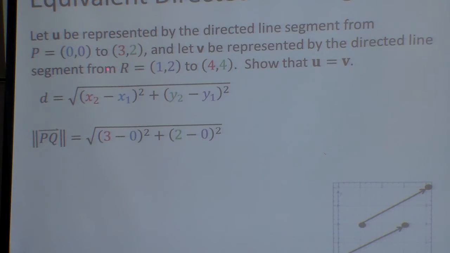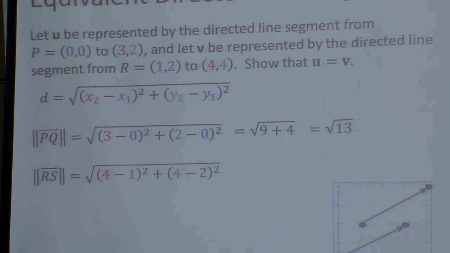So notice if I put in the 3 from x2 minus the 0 from x1 plus 2 from y2 minus, that should be a 0 right there. And there we go. We get 9 plus 4, which is the square root of 13. Now that was PQ. So let's do the one for RS. And the RS is, notice the point 4 minus 1, and that 4 minus that 2 squared. Hey, it's also 9 plus 4. So here's the thing about it. They are equivalent because what? Their magnitudes or their lengths are the same.